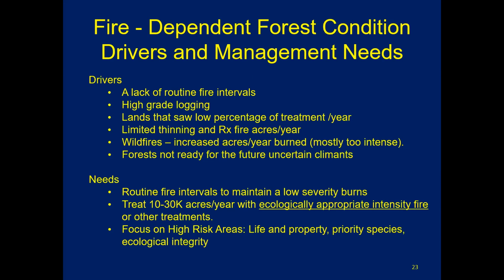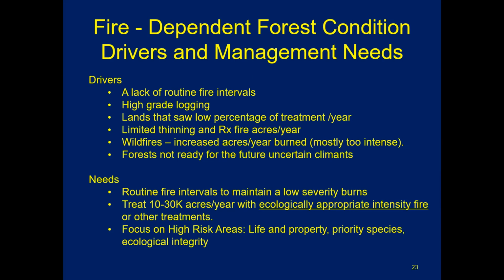And we want them in a prescribed fire, you want in a low intensity, but we're going to have wildfires. Well, we want to see that in a low severity. So low intensity, low severity burns. Just on WDFW lands, we need to treat somewhere between 10 and 30,000 acres a year with the right appropriate treatment, whether it's the appropriate intensity of fire or some harvesting, thinning, maybe a combination of all of those.